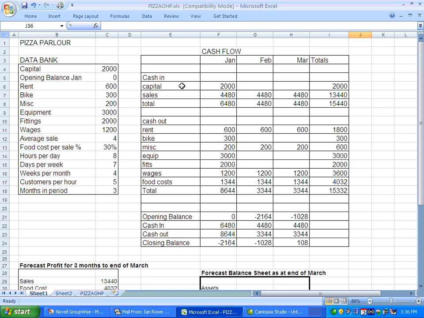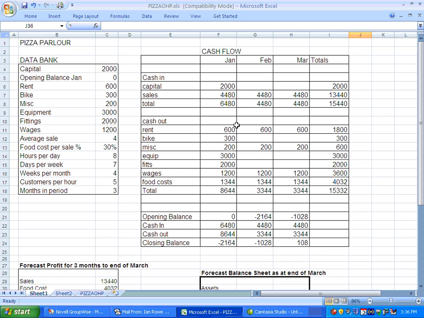So the cash flow, very simple really. It's physically when money goes into and comes out of the business. So the cash in, this is the money coming into the business. We've got some capital. We're assuming we've got £2,000 of our own money to put into the business to start it up, and we expect to get sales of £4,000 odd every month. I'll show you how that's been calculated in a bit.